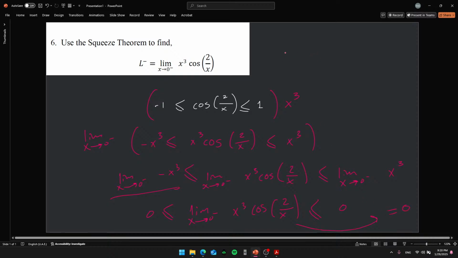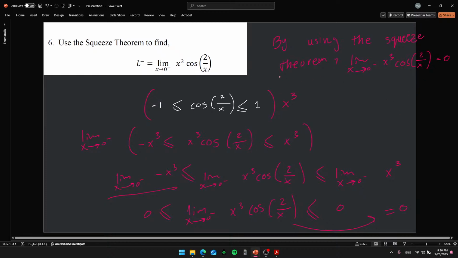Now you have to write this statement using the squeeze theorem: the limit as x approaches 0 from the left of x cubed cosine 2 over x is equal to 0. You have to write this. If you don't, you'll lose some credit.